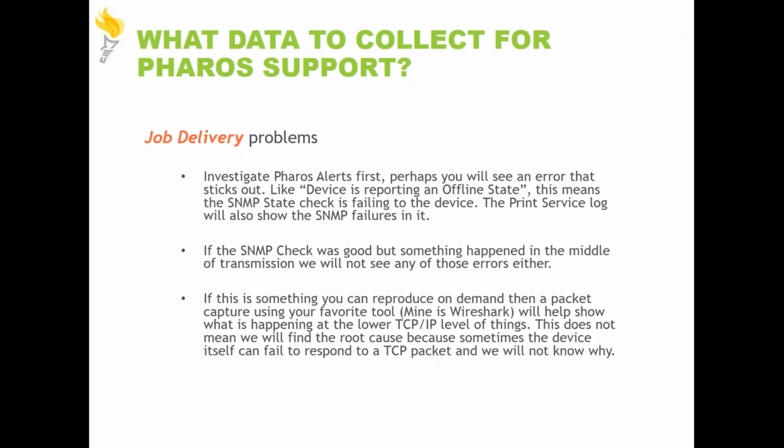The print job arrive event still happens. The job information event still happens. The SNMP check still happens. So all those same things happen. The only difference is it doesn't sit there waiting for someone to come up and release the job. So the events that happen in the direct print are the same. Job delivery problems are the same.